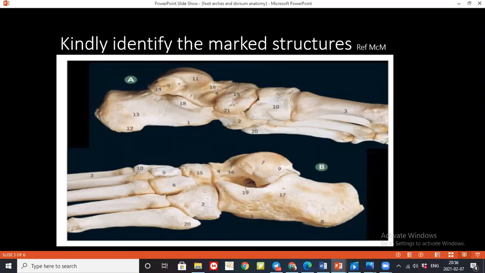What do you understand by the term mid-tarsal joint of Chopart? The mid-tarsal joint of Chopart involves two joints: the calcaneocuboid joint and the talonavicular joint.